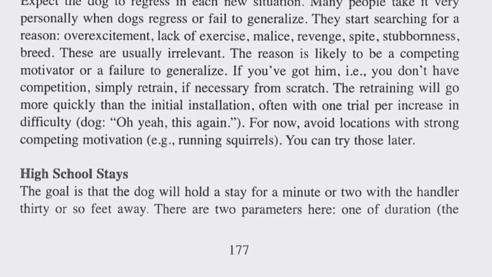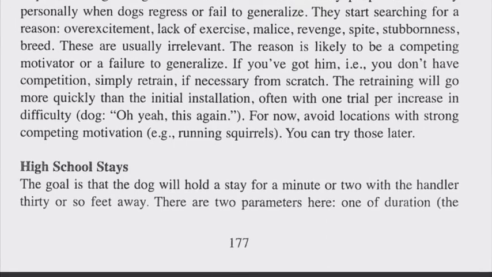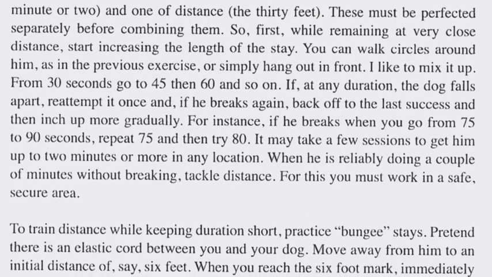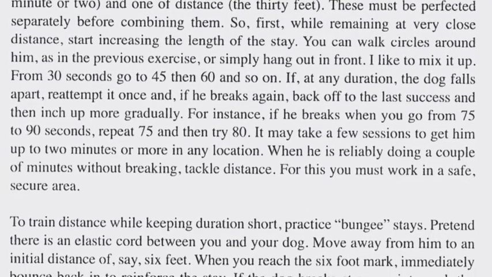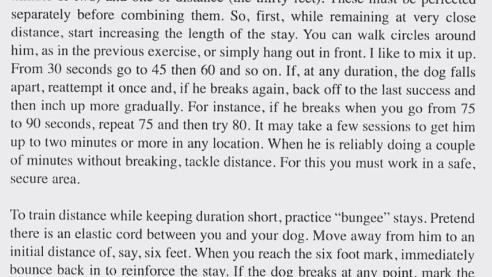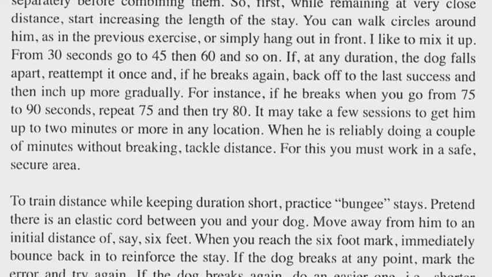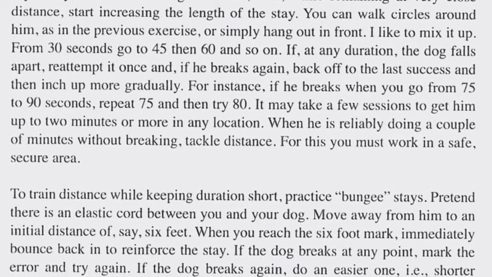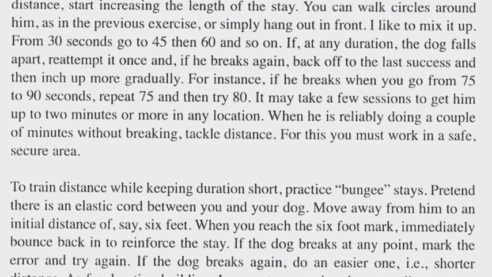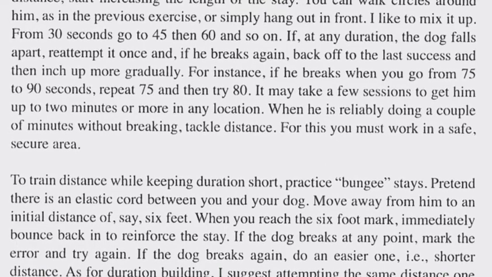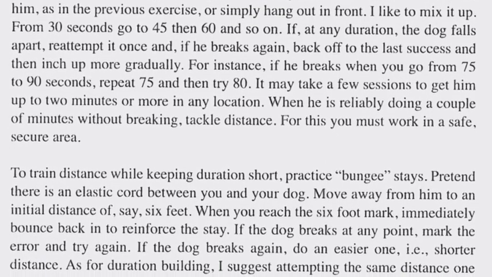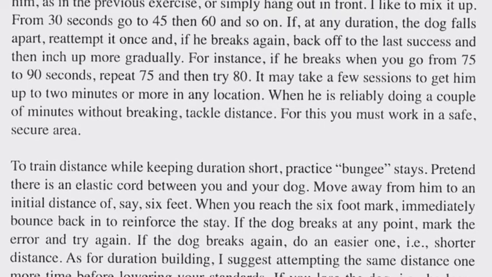There are 2 parameters here, one of duration, the minute or 2, and one of distance, the 30 feet. These must be perfected separately before combining them. So first, while remaining at very close distance, start increasing the length of the stay. You can walk circles around him as in the previous exercise, or simply hang out in front. I like to mix it up. From 30 seconds to go to 45, then 60, and so on.